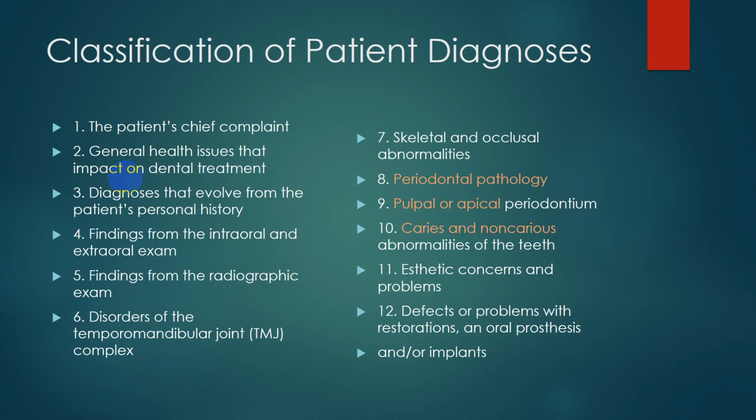So we are following the sequence of the examination sheet. We write the chief complaint diagnosis, and then we go to the medical history if there is something significant that will affect our treatment. For example, I can write down the use of anticoagulant with unspecified INR, or I can say type 2 diabetes mellitus, uncontrolled.